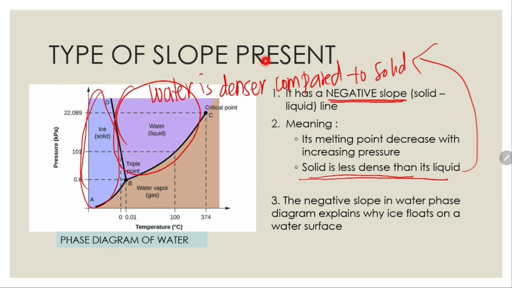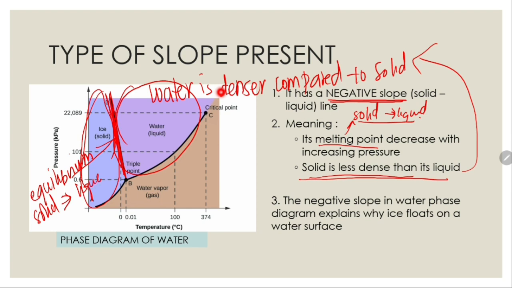And secondly, it relates to the melting point. Melting is a process of solid to liquid. So how are you going to see this? Through this line. This equilibrium line represents the melting process.